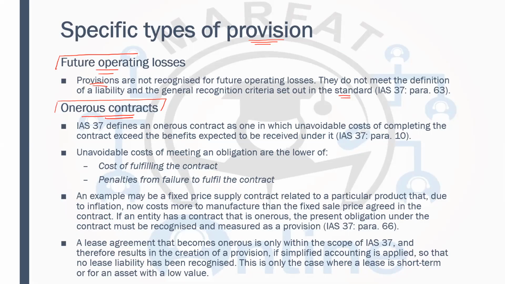Let me give an example. Say, for example, I submitted a tender for a government project or contract. Now I quoted the prices within the contract. So this was a fixed price contract.